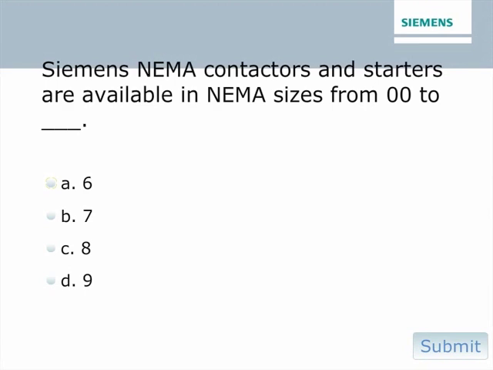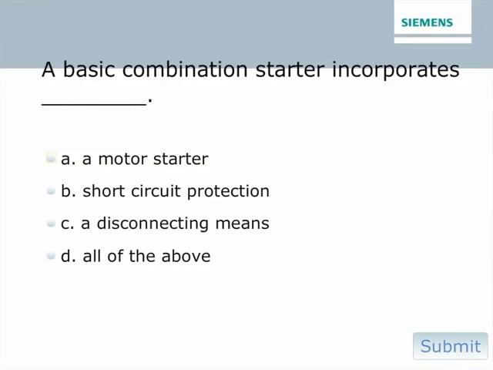Question 3. Siemens NEMA contactors and starters are available in NEMA sizes from 00 to blank. Is it A, 6, B, 7, C, 8, or D, 9?